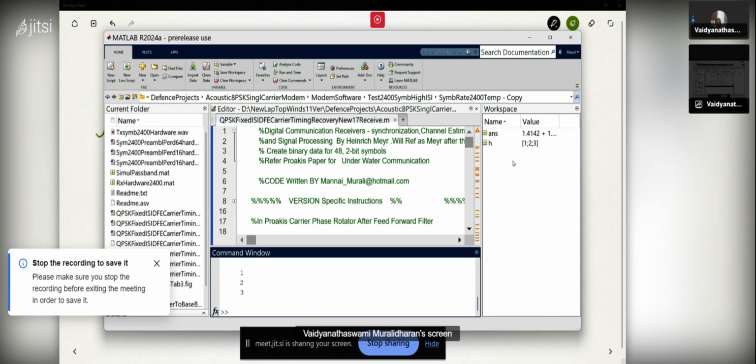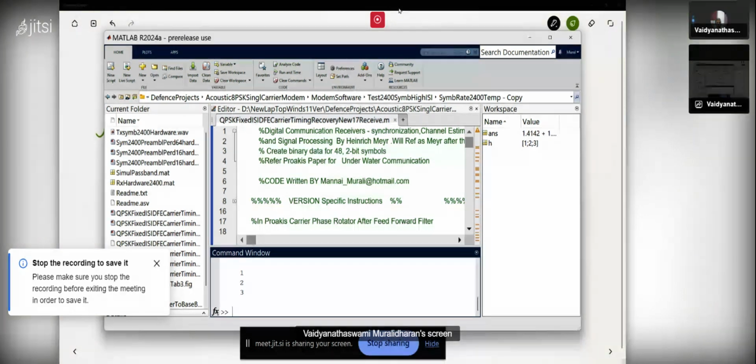Another is the workspace or variables. We entered the variable h as a vector, and that is seen in the workspace. These are the four windows. The current folder contains all the files, and this folder contains the code or program. You can have some more windows also.